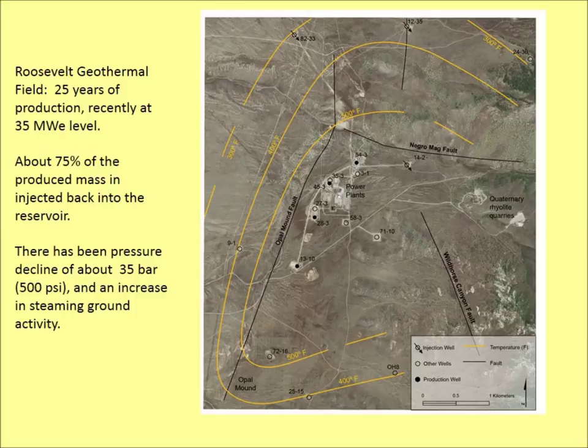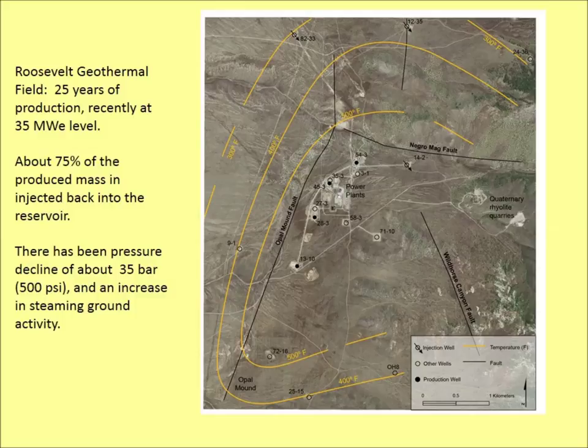The distance here is a few hundreds of meters, and yet over 25 years, how come it hasn't cooled off this well substantially? It just highlights that once you get into fracture networks and dealing with hot fluid and cold fluid, some strange things can happen. So they've had 35 bar drawdown here. And I'm going to show you now in the monitor wells what has happened with time.